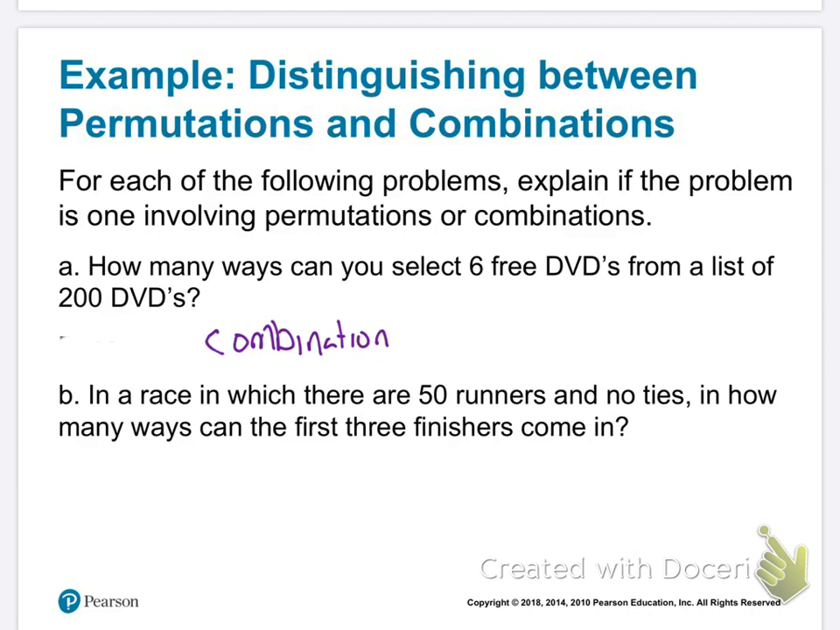So in a race in which there are 50 runners and no ties, how many ways can you select the first 3 finishers? Well, here order matters. The first place person and the 50th place person, you're not going to give the 50th place person a first place win. So order matters, so therefore it is a permutation.